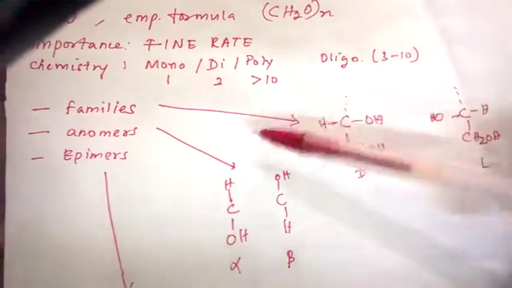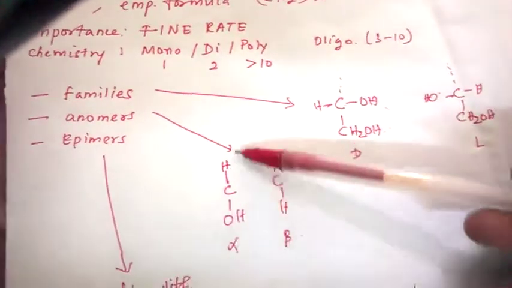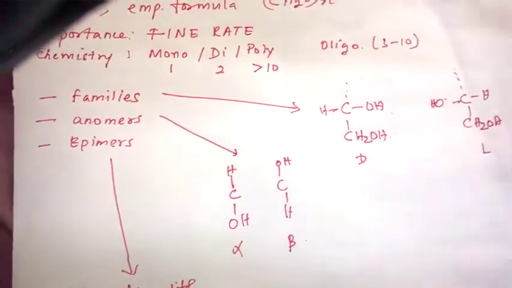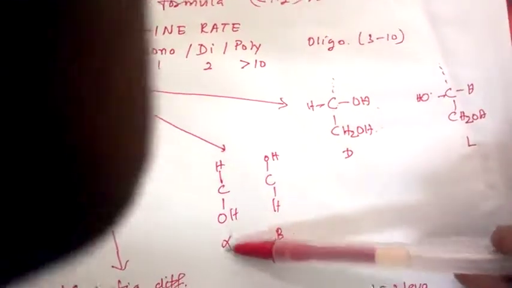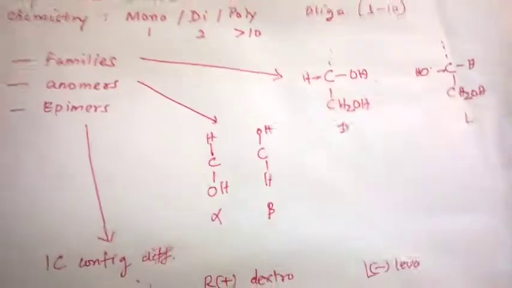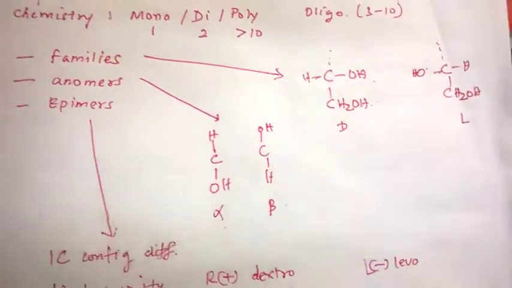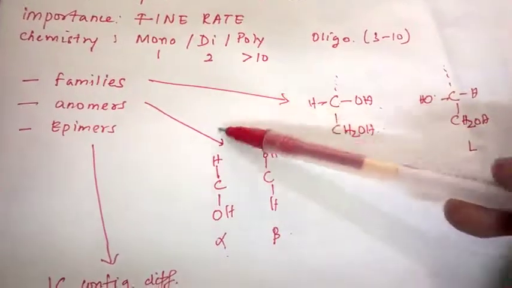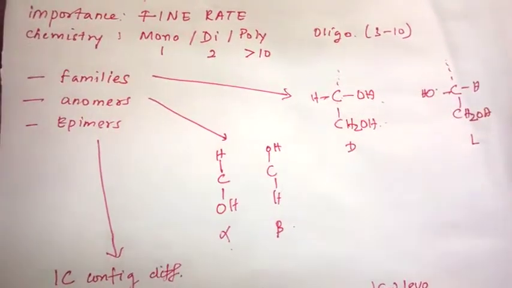Now let's go to anomers. Anomers, you're going to have alpha and beta. Now for example, think this is a glucose part. Let's just say just a carbon, right? If the OH is at the bottom, it's termed as alpha. If the OH is at the top, it's termed as beta. So in families you have two classifications, in anomers also you have two classifications.